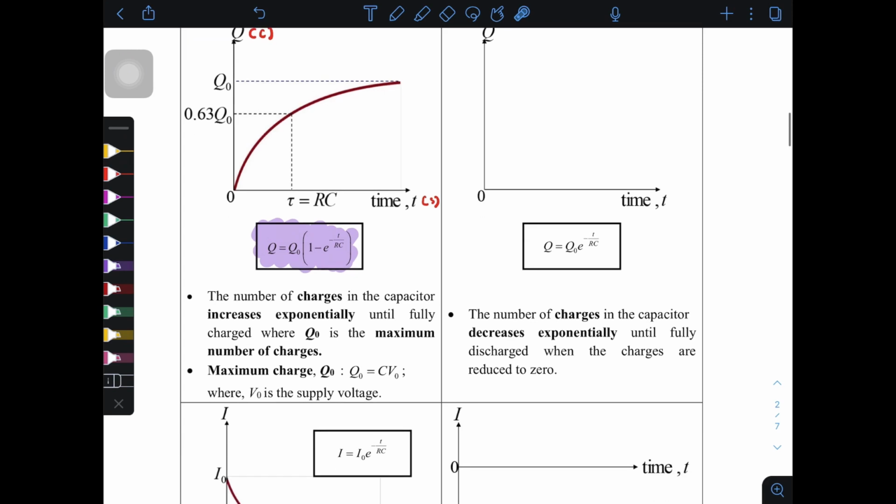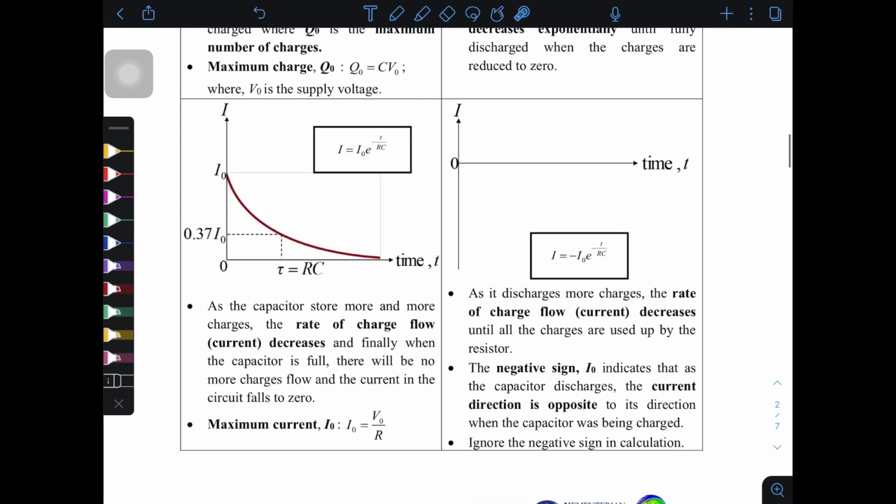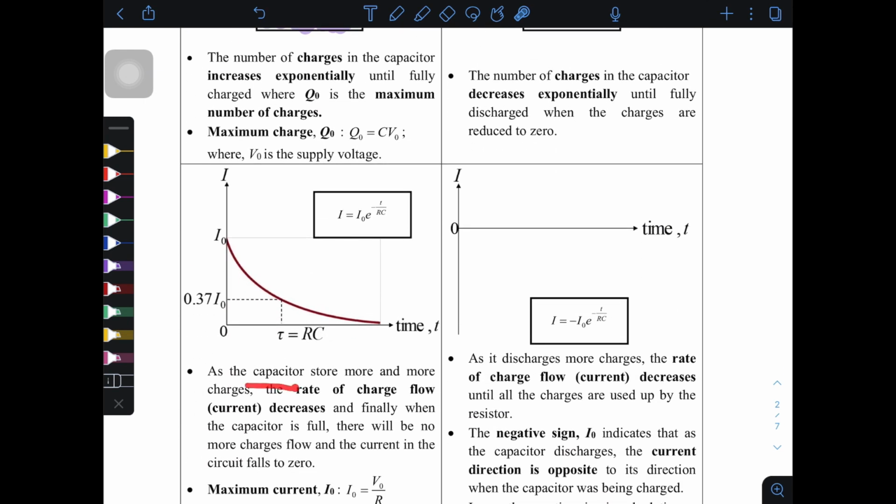Okay, yang menyupply elektron. Okay, and for the current, for the charging process, currentnya, as the capacitor store more and more charges, the rate of charge flow current decrease. Maksudnya, current kita daripada flow banyak, maksimum, lama kelamaan current kita akan stop flowing sebab dah fully charge. Bila fully charge, current dah tak flow. That's why current kita akan menurun.